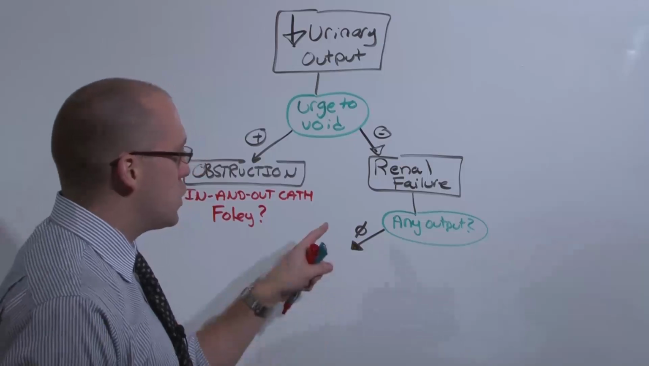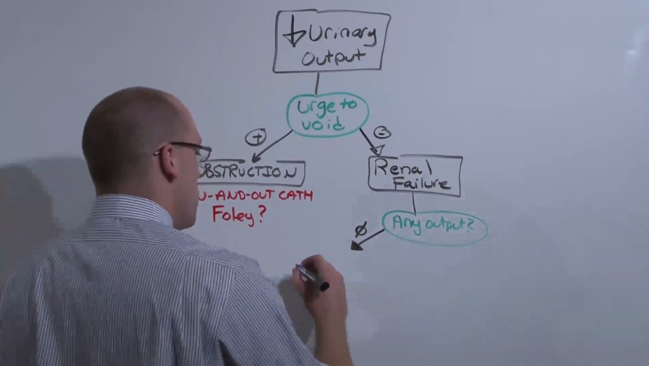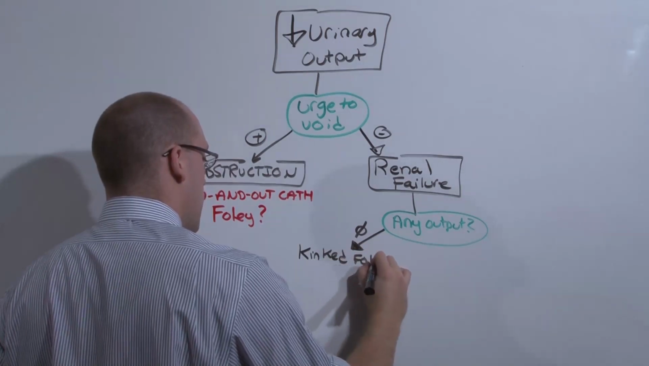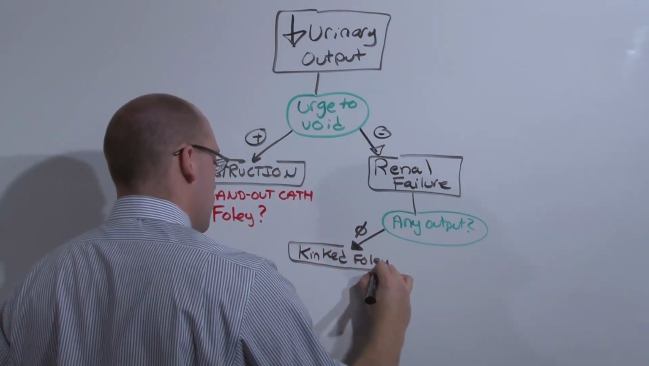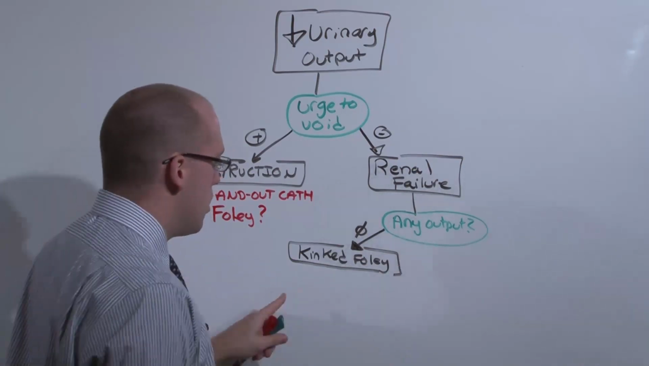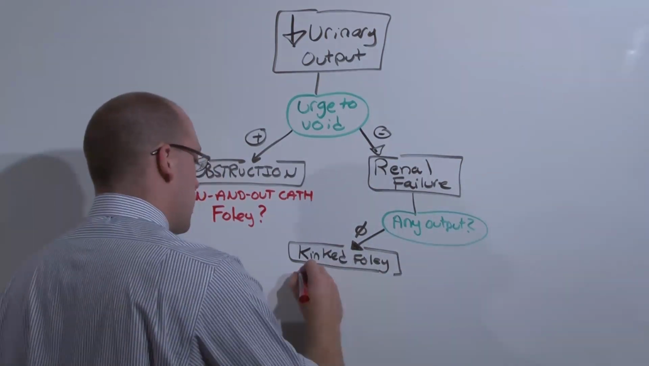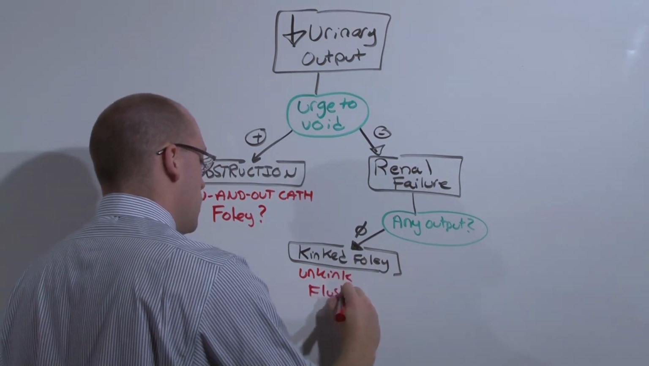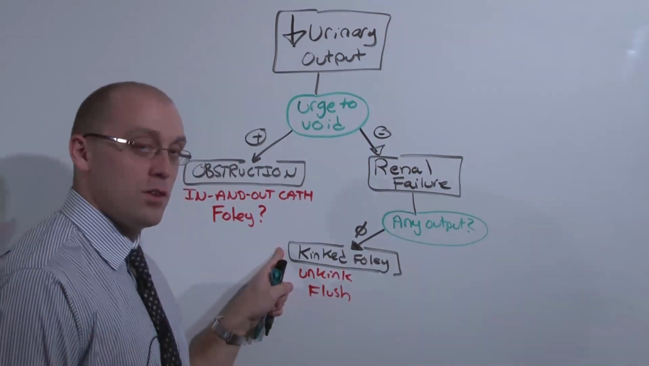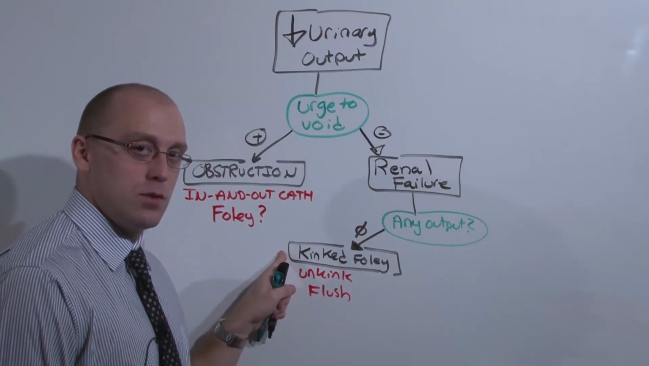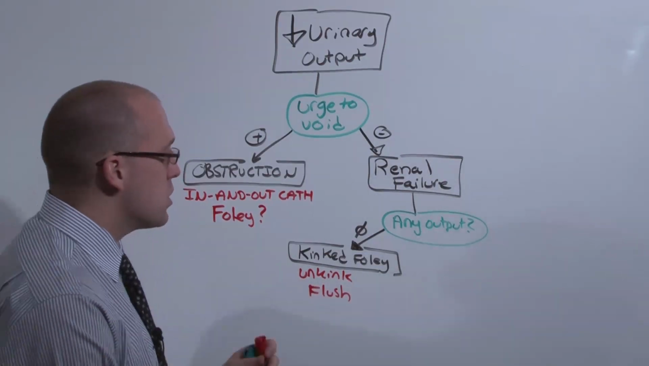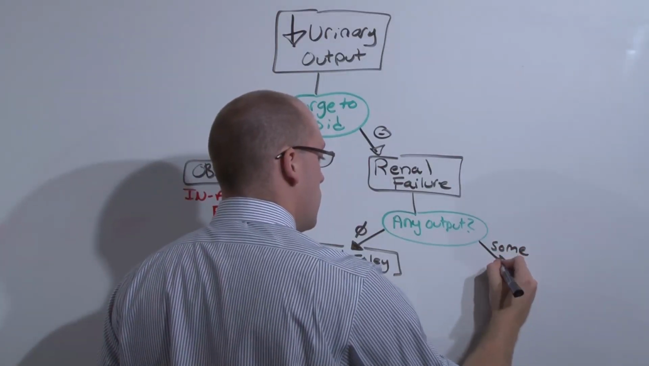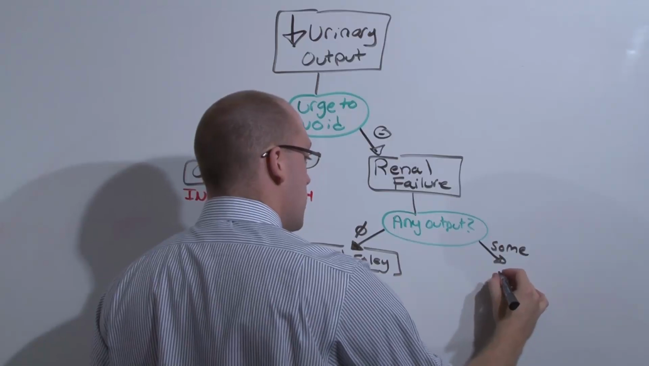And chances are, if there is no output whatsoever, you simply have a kinked Foley. You left that Foley in, even though you shouldn't have, and nothing's coming out. Simply unkink it, or ask the nurse to flush it. This is probably a mechanical error of the device, not of the patient themselves. But if the patient does have some output, it's just low, now you're actually worried about kidney disease.